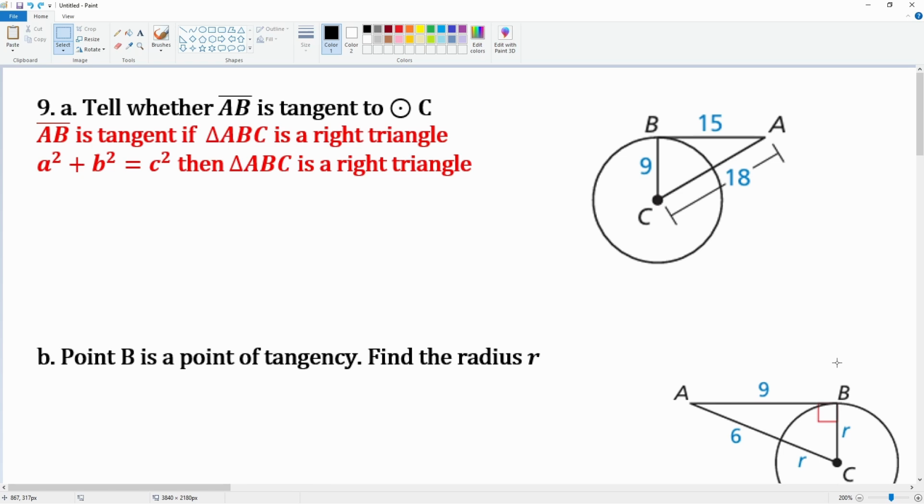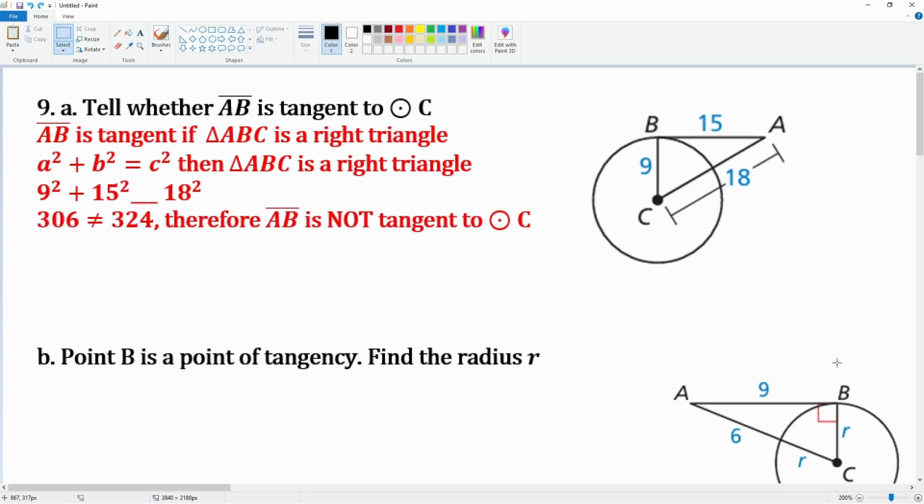So plug in the values. A is 9, B is 15, C is the longest side, which is 18. Okay, left-hand side is 306, and right-hand side is 324. They're not equal. Therefore, line segment AB is not tangent to circle C.